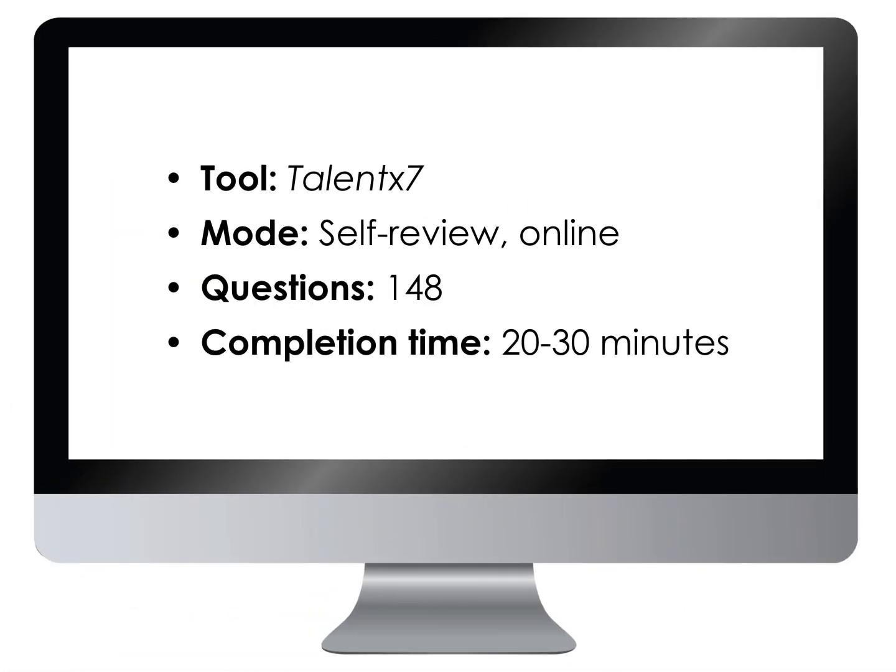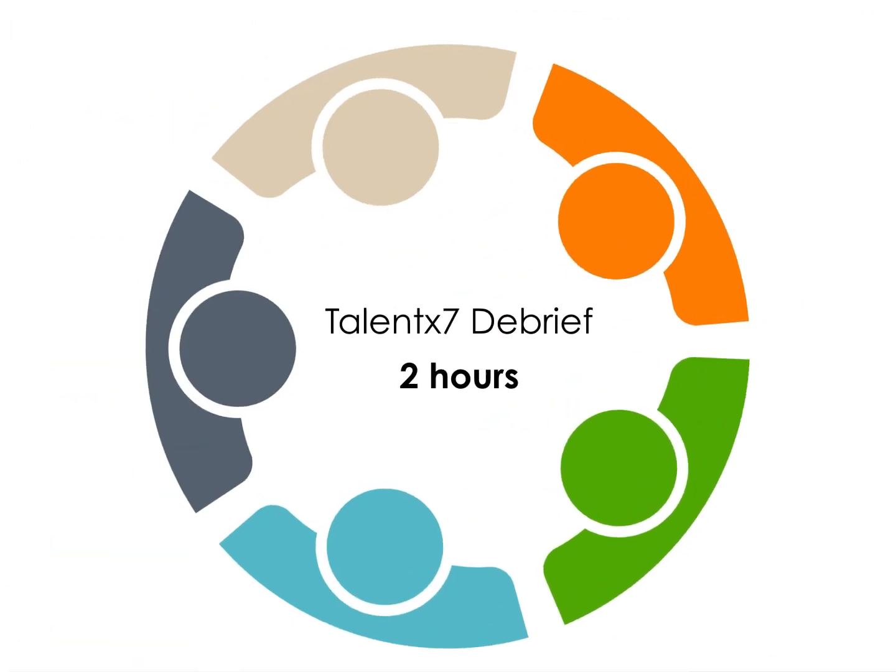So as I said, the tool is called Talent 7. It is a self-review online, and there are 148 questions, and it will take you about 20 to 30 minutes to complete this assessment. Now, as with our 360 from stage 1, after you complete Talent 7, you will have the opportunity for a debrief. Now, if you're in metropolitan Perth, that debrief will take place face-to-face in a group of 20 participants.